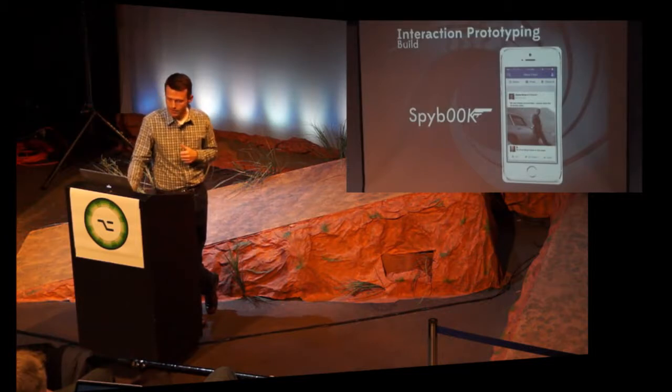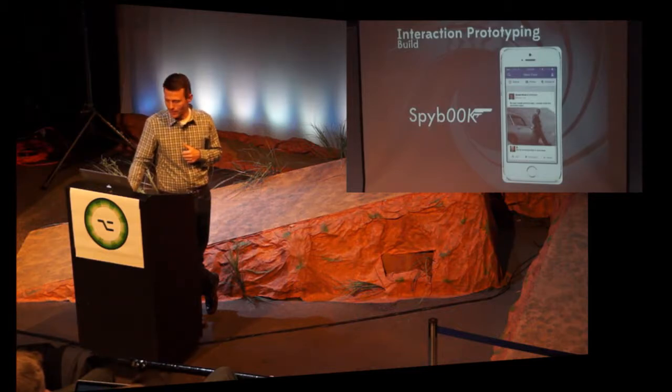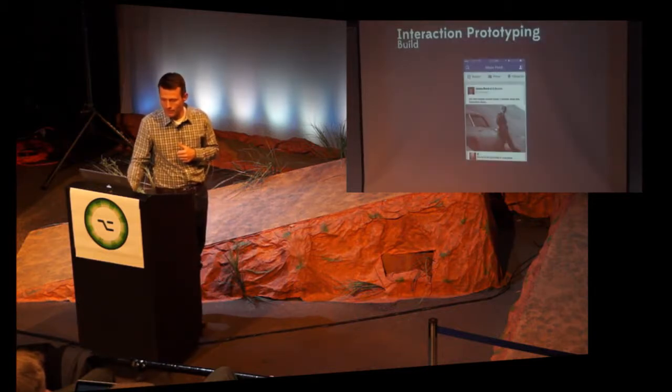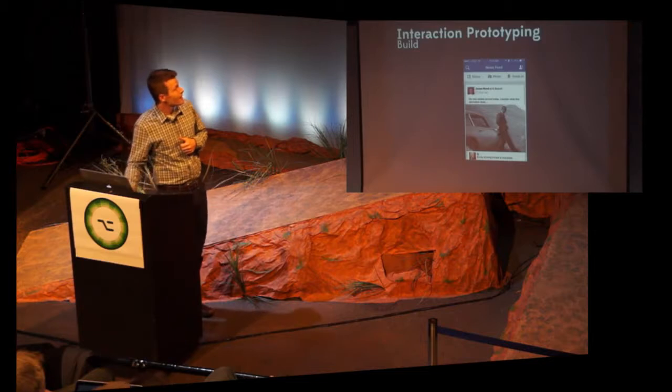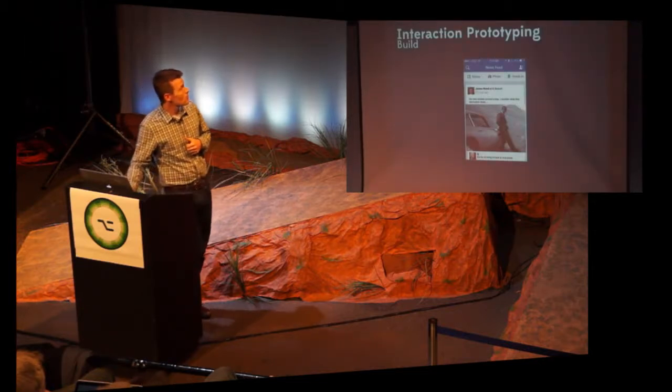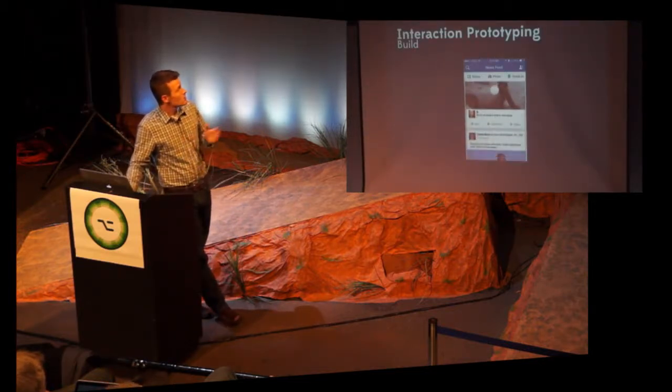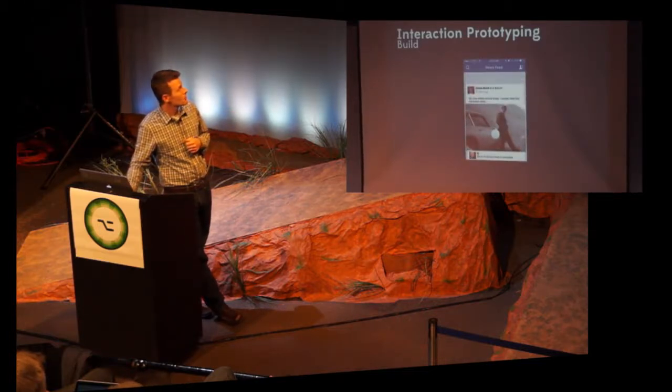I've got this design that my designer sent me for Spybook, which is a social network for covert agents. And it's got a typical kind of timeline feed. What they want to do is, as the user scrolls through the timeline and scrolls up, they want that toolbar to animate and move behind the title bar. And when the user scrolls back down, it should reappear.